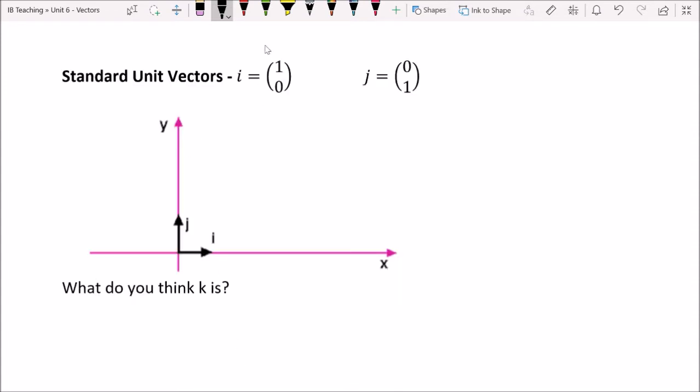Let's talk just a little bit more about that IJK deal. So these are what are called standard unit vectors. Now, just as the unit circle had a radius of 1, unit vectors have a magnitude of 1. So let's look at I.